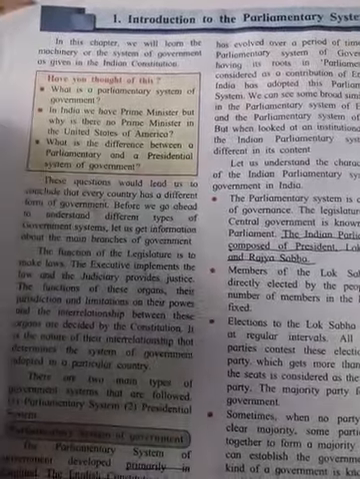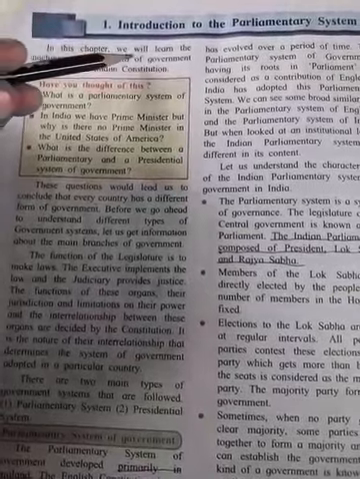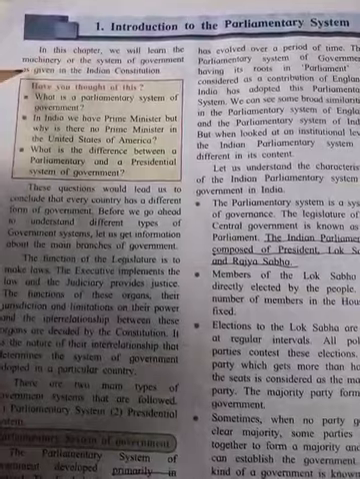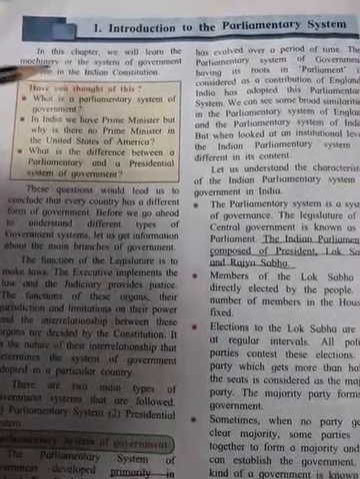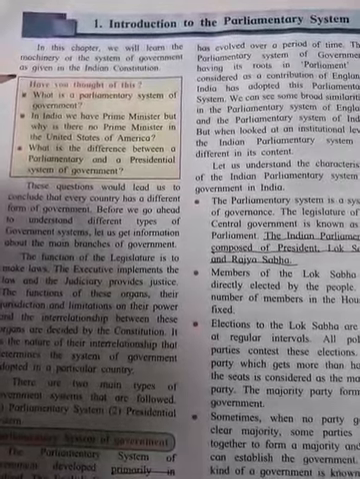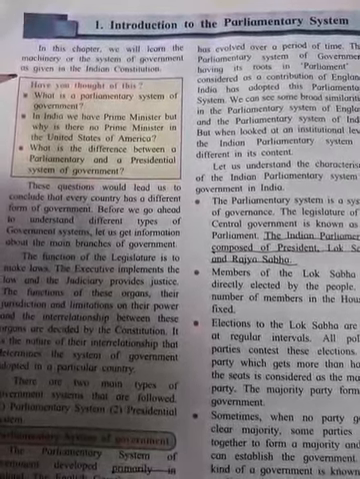So let's begin. In this chapter we will learn the machinery or the system of government as given in the Indian Constitution, and in this whole chapter we will learn how the Indian government runs.